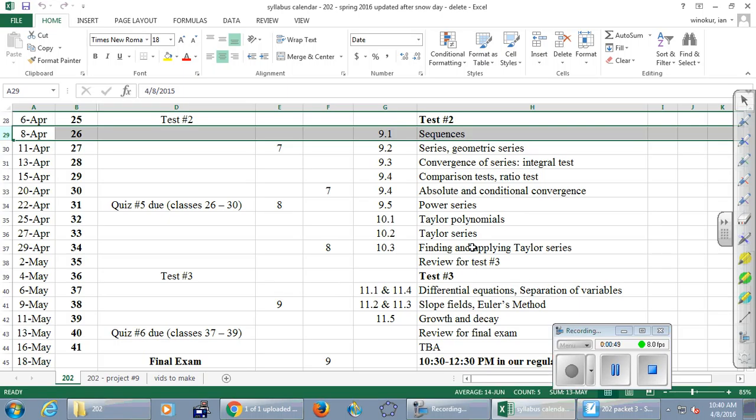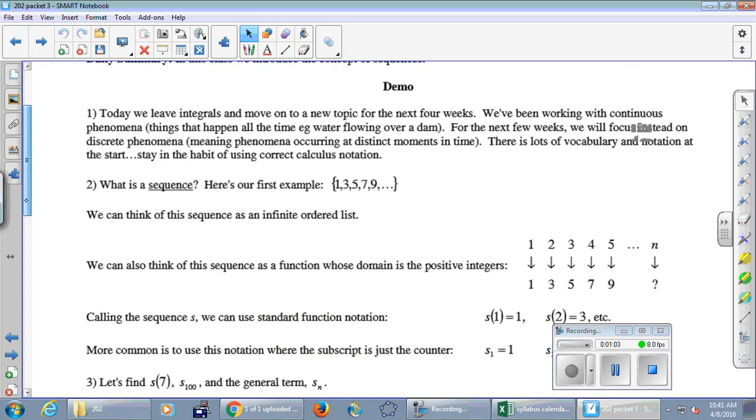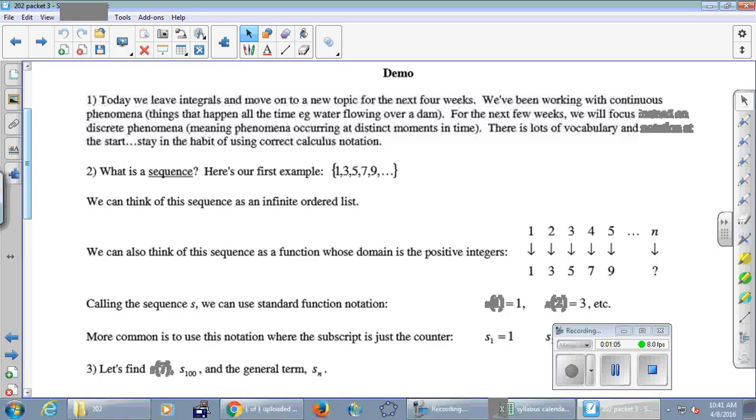Okay. So starting here at the top of page 3, number 1, first our daily summary. In this class, we introduce the concept of sequences. Today we leave integrals and move on to a new topic for the next 4 weeks. We've been working with continuous phenomena, things that happen all the time, for example, water flowing over a dam. For the next few weeks, we will focus instead on discrete phenomena, meaning phenomena occurring at distinct moments in time.